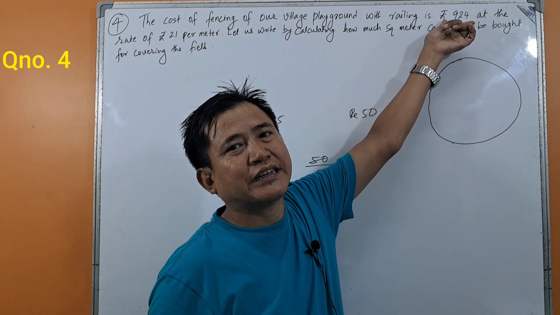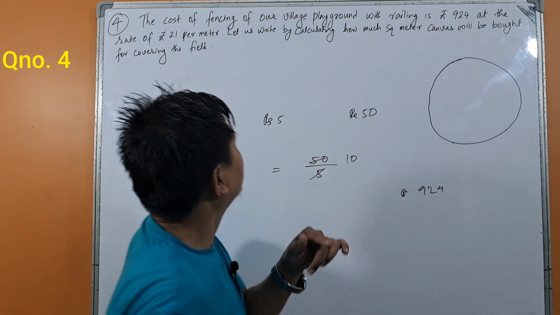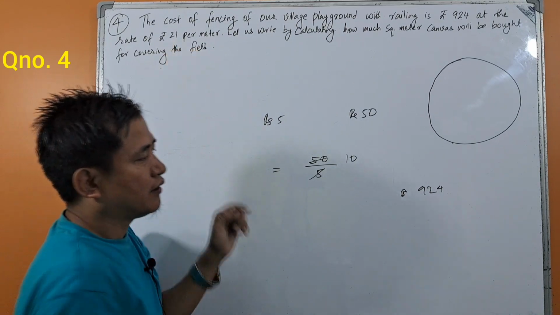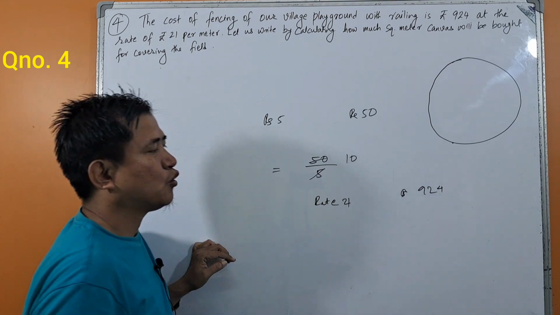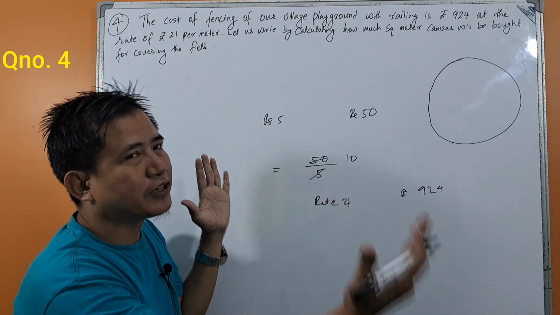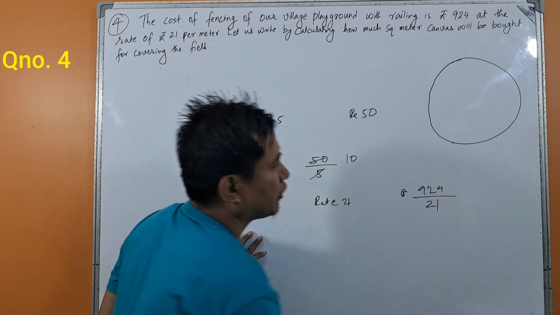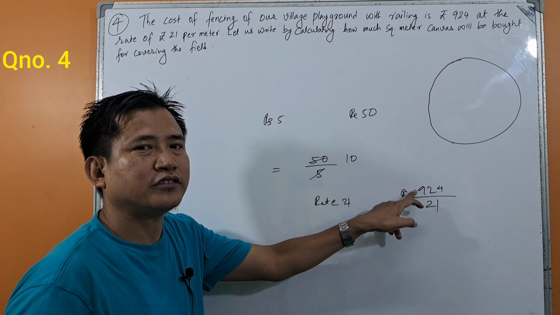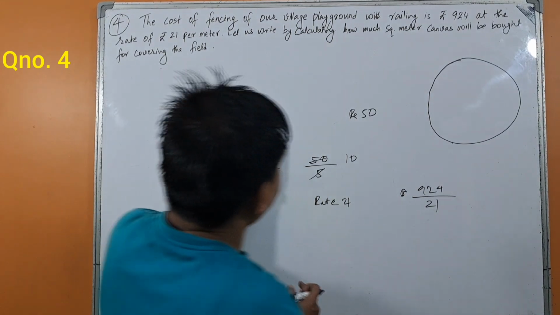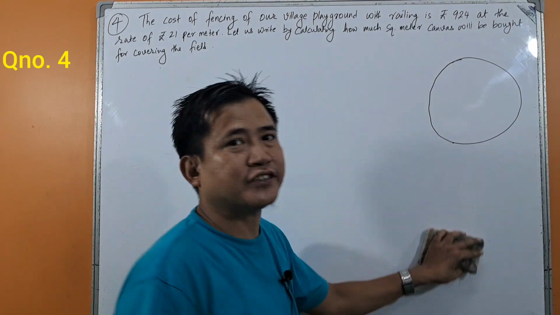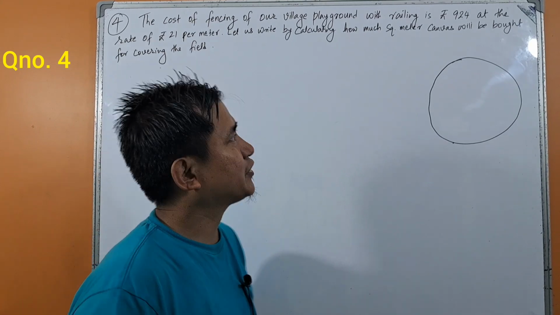Total cost of constructing the railing is 924 and the rate of construction is 21. So what will be the length of the railing? Like what will be the number of apples? Similarly, the length of the railing is 924 divided by 21. Total amount divided by rate will give us the length of the railing. The same concept is used here. From here we can find the length of the railing, which is actually the circumference of the circle. So if we know the circumference, we can easily find the area of the circle.